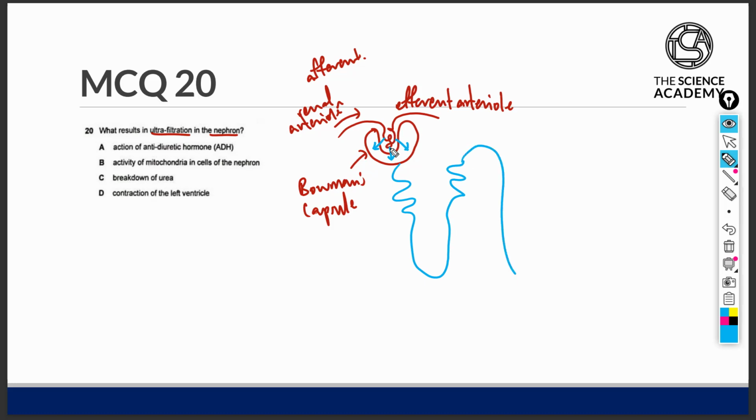The force that allows these particles to be filtered and pushed out of the capillaries into the Bowman's capsule is brute force or pressure from the high pressure flow of blood from the renal afferent arteriole.